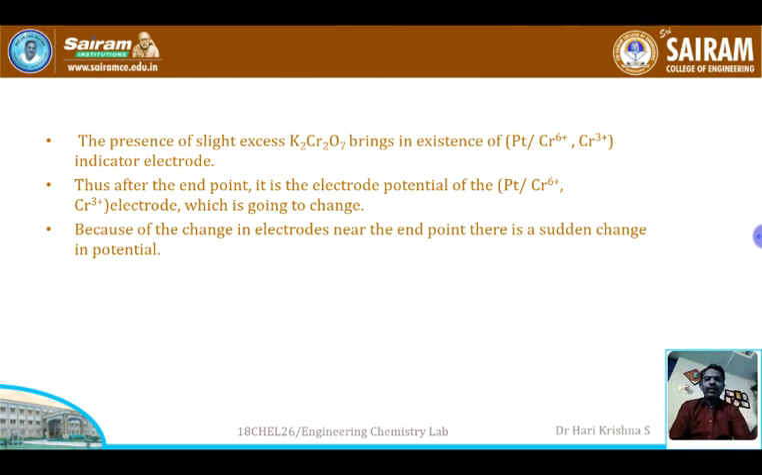We're going to take 4 more readings, and later we're going to stop the experiment and plot the graph. When ferrous is present, there is a change in potential due to Fe2+ and Fe3+. Once the entire Fe2+ is converted to Fe3+, even then a change in potential is observed due to the presence of Cr6+. So let us see how to perform the experiment.